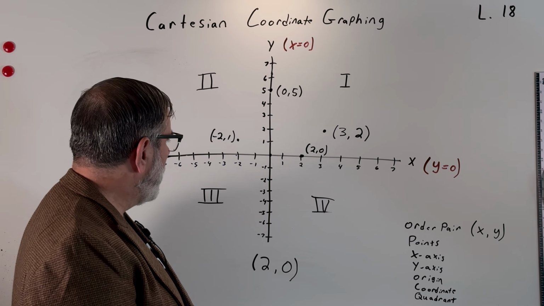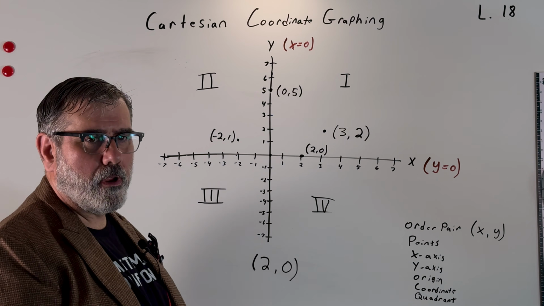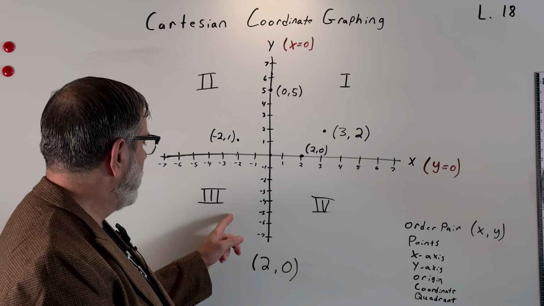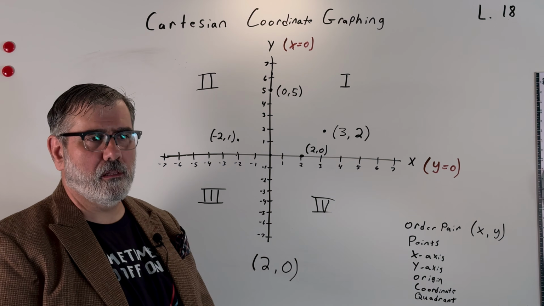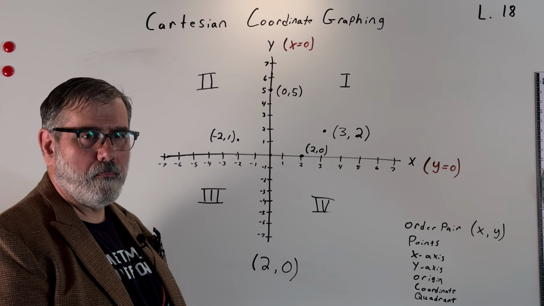Can somebody give me a point that would put me in quadrant 3? How would I be in quadrant 3? What would I need? What would a number need to look like? Or what would the coordinates need to look like for me to be in quadrant 3?